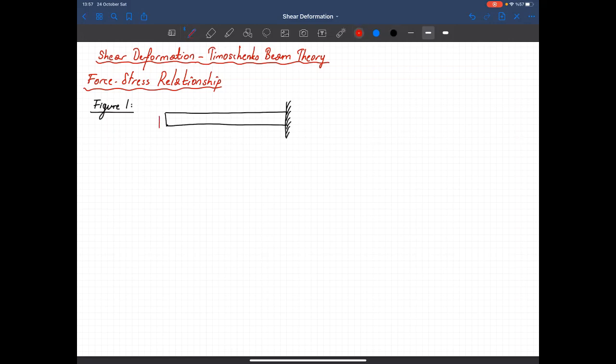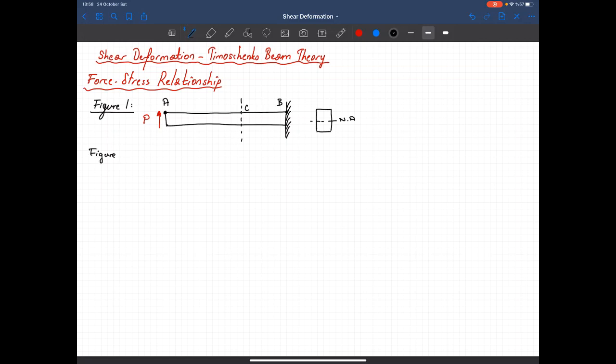And I will apply a tip load in the upward direction. Let's say that that's point A, and that's point B. Okay, so let's draw the section of that beam. And here we have the neutral axis. So what I'm going to do is I'll take a section cut somewhere here. That's point C. And then draw the free body diagram.